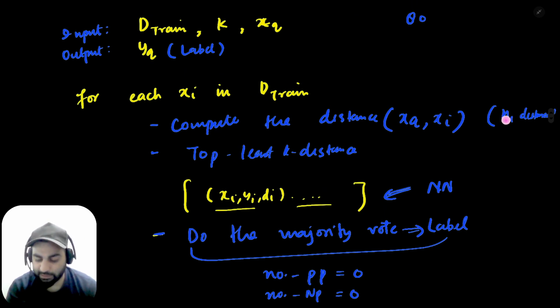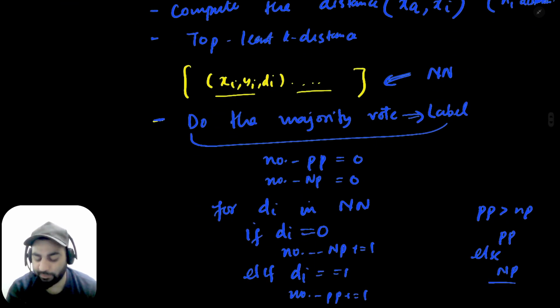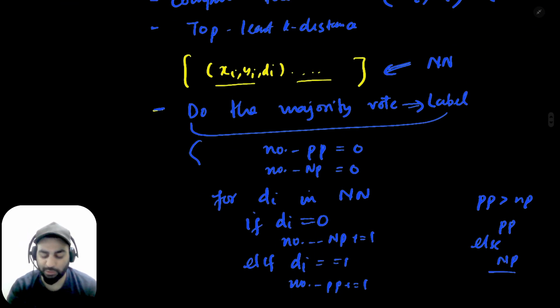So here we compute the distance. Then we only take the top least k distances. So you'll take the least k distances, and there will be k points with their corresponding d, and then you'll do a majority vote, and this is how you'll do the majority vote.